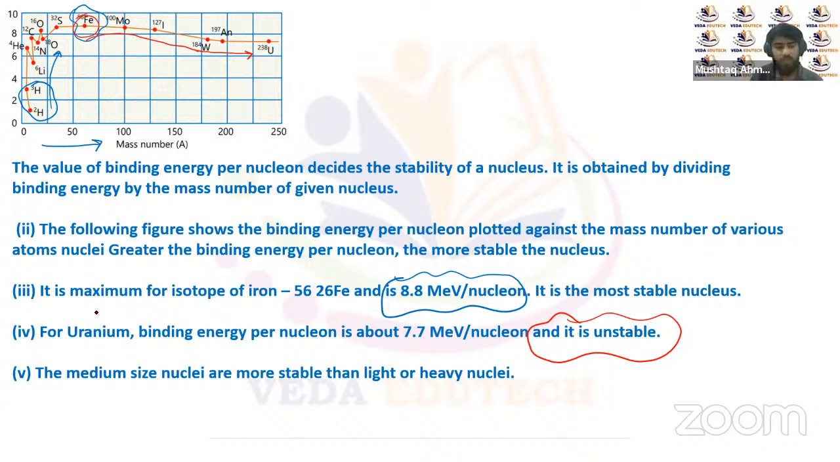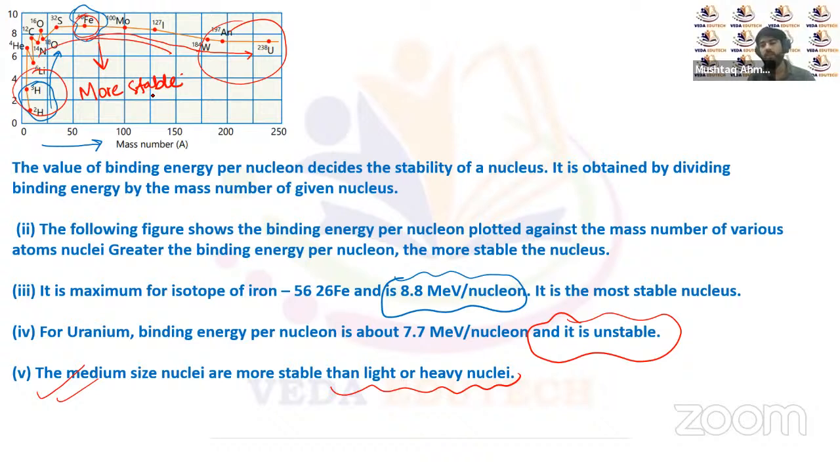So we can see that the medium-sized nuclei are more stable than the light or heavy nuclei. The light nuclei are less stable, and the heavy nuclei are also less stable. The intermediate, medium-sized nuclei are more stable because they have sufficient binding energy per nucleon.